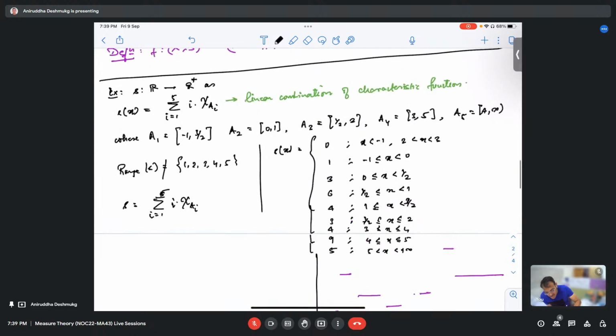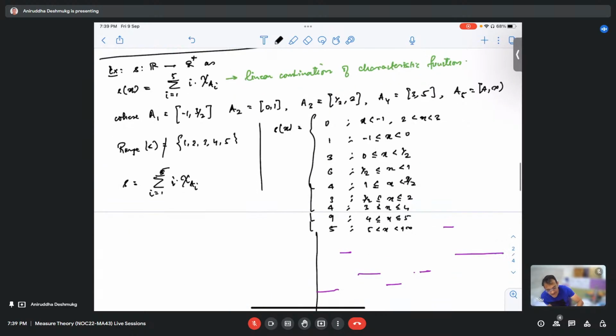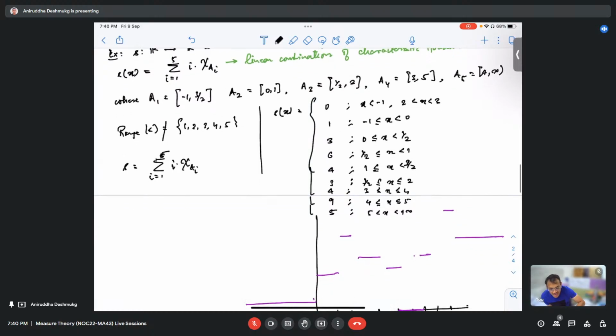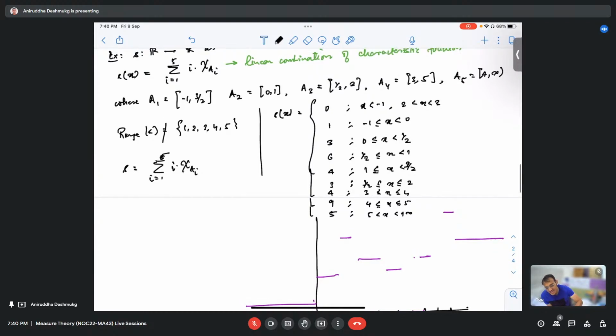Now notice that initially I had only 5 intervals, but now we have 1, 2, 3, 4, 5, 6, 7, 8, 9, 10 total intervals, right? Yes, sir. So it is not necessary that if I start with n number of intervals and then I break it, I will still remain with n number of intervals. Sometimes intervals can change.